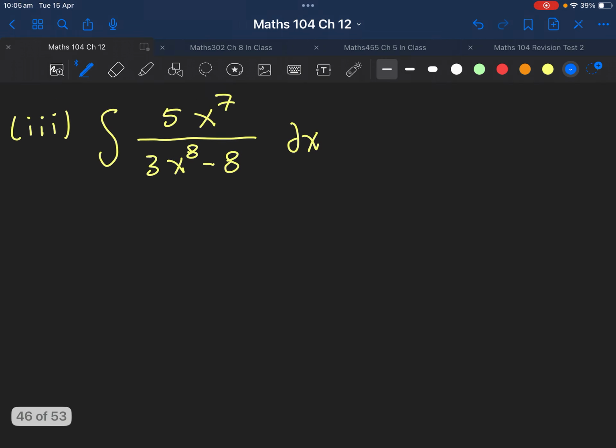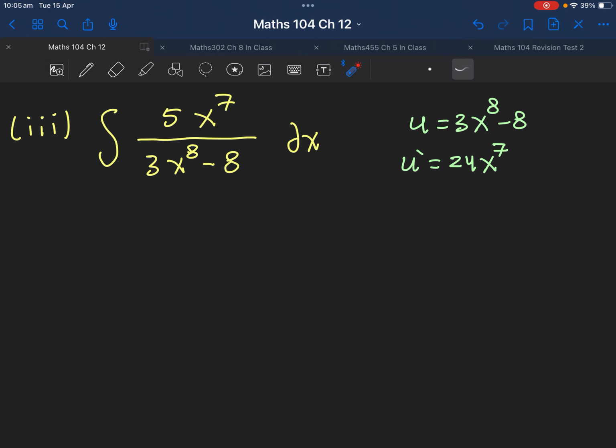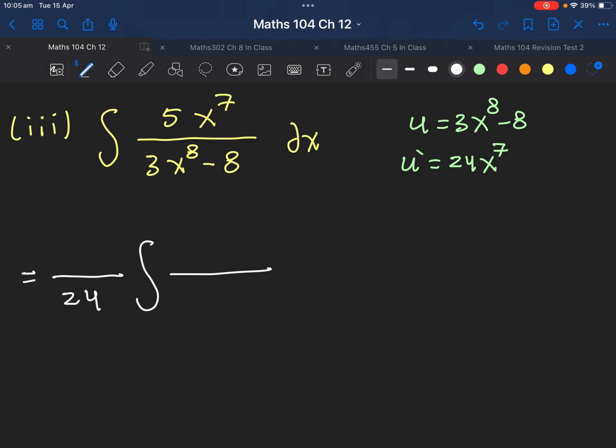Let's go to question number 3. We'll do the same thing. I have numerator, denominator, so I will suspect that this is my u, which is the thing in the denominator. Now I just need to find u prime, which is 24x to the power 7. Now, how would I do that? I'll just need to divide by 24. And I need the 24 to be with x to the power 7, so I can get exactly u prime.